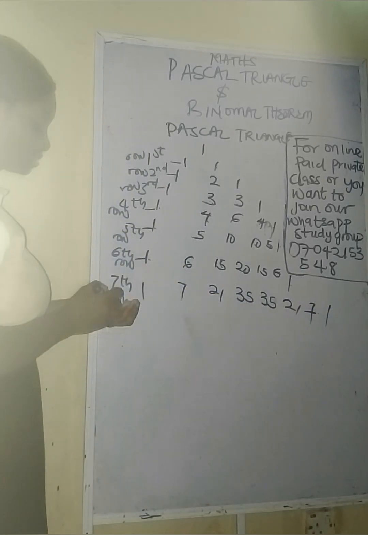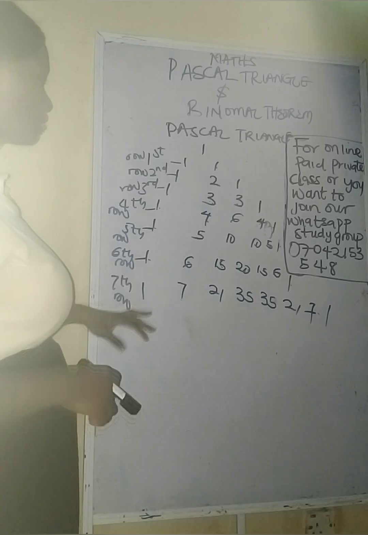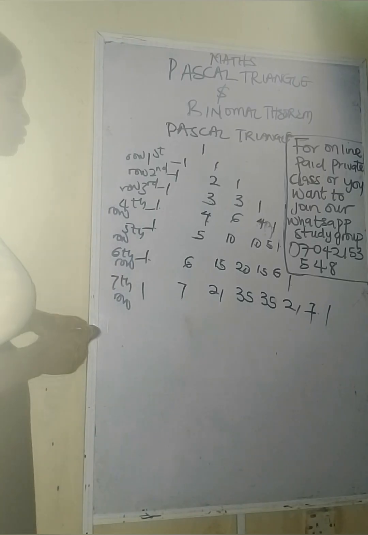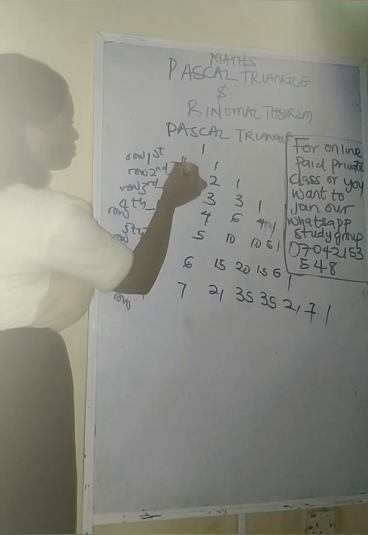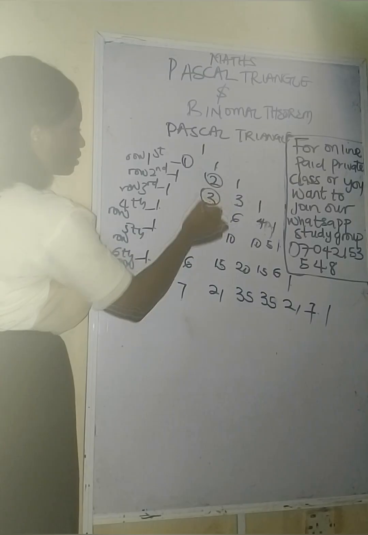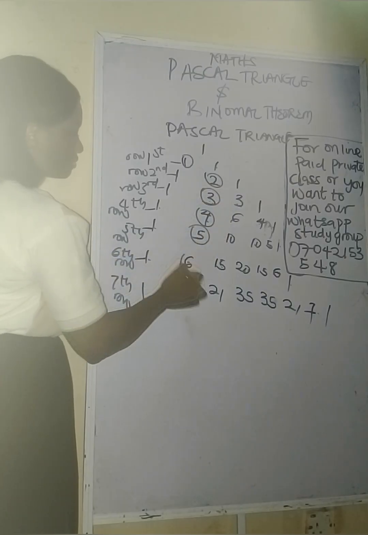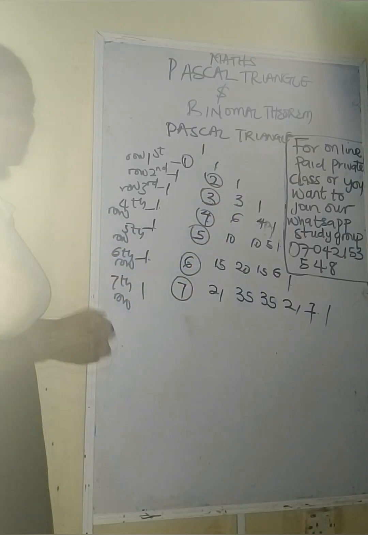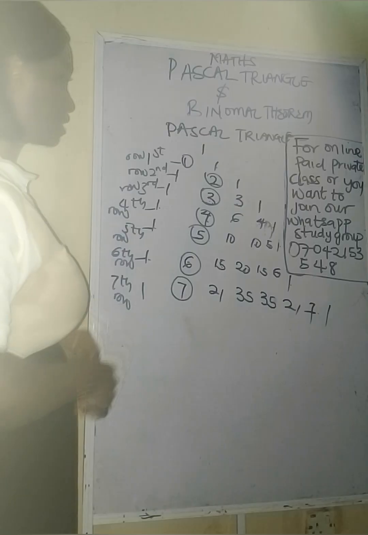So that is it. So we are done for the 7th row, starting from the first row to the 7th row. How do I know? Starting from 1, 2, 3, 4, 5, 6, and 7. Are you seeing it now? So that is that about that.